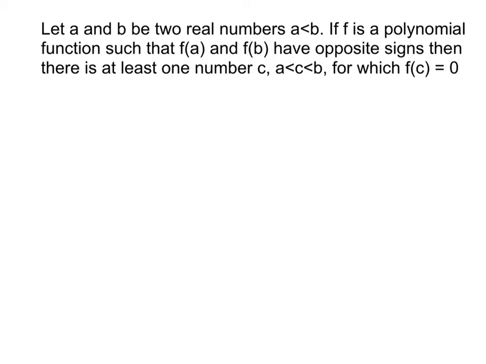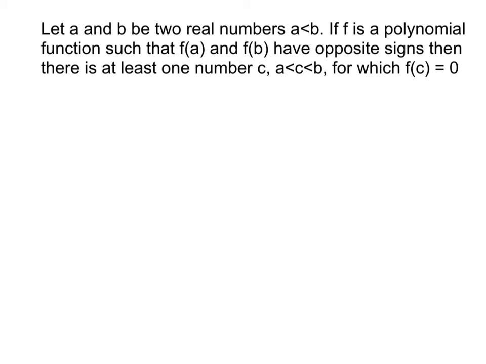In this video, we're going to talk about the intermediate value theorem, which I have written here. Let A and B be two real numbers such that A is less than B. So A is smaller than B. If f is a polynomial function such that f of A and f of B have opposite signs, then there's at least one number C that's between A and B for which there's a zero.